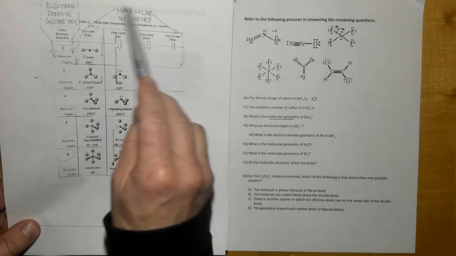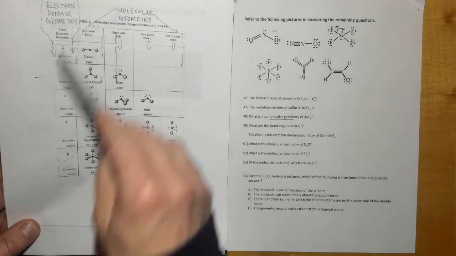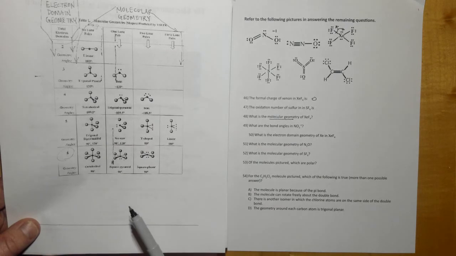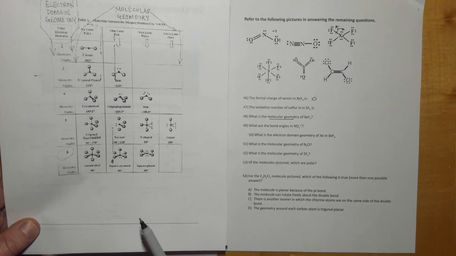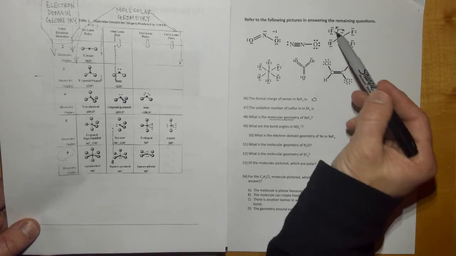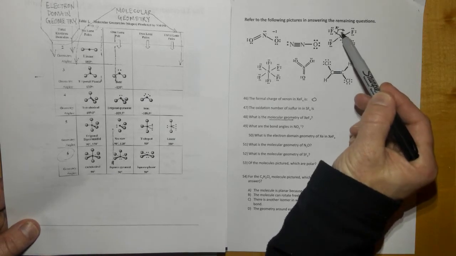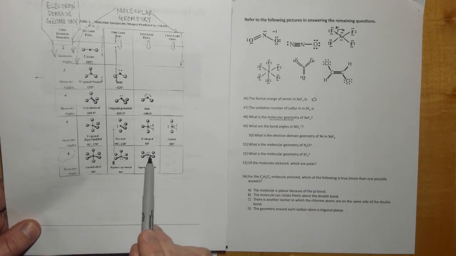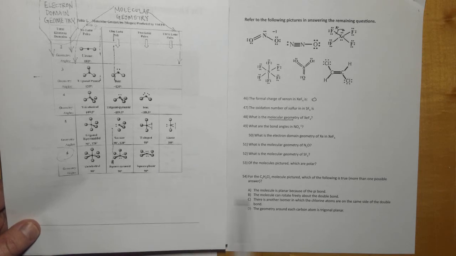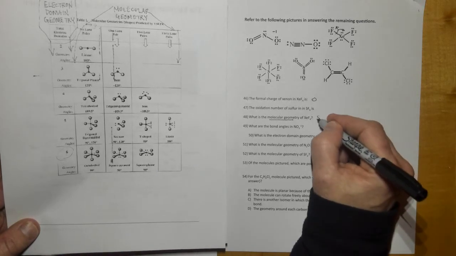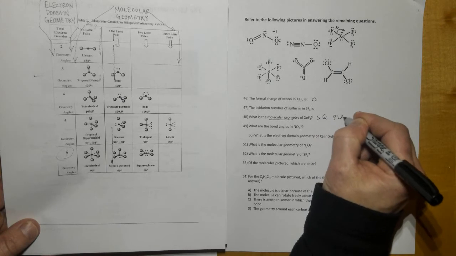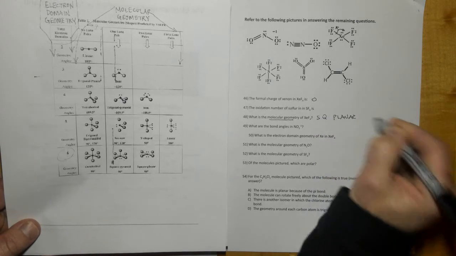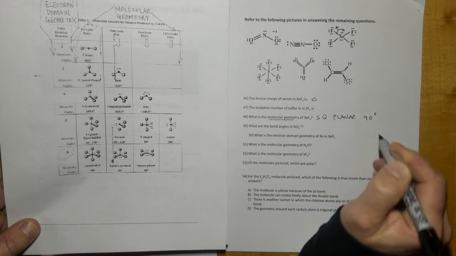And so over here are the molecular geometries then based on how many shared and lone pair electrons there are, shared and unshared pairs. This one has 1, 2, 3, 4 shared pairs and 2 lone pairs. So 4 shared pairs and 2 lone pairs would be square planar, 90-degree angle. So square planar, and then of course 90 degrees if they asked you for the bond angle.